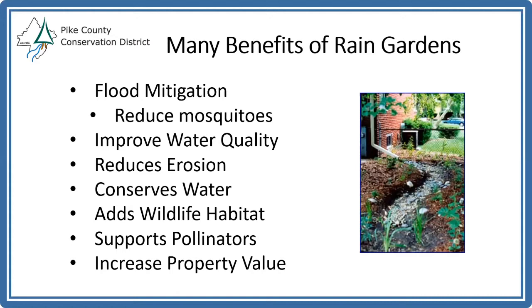You're also improving the water quality. As that water is coming off of your roof and coming down onto the ground and down into the soil of your rain garden, it's filtering that water as it infiltrates down into the ground because it has to trickle through so much soil. It's really improving the water quality.